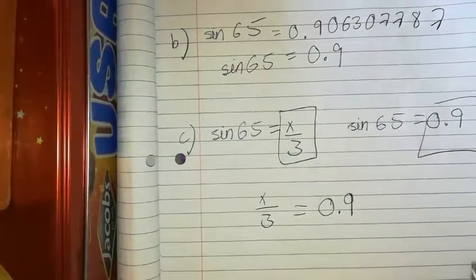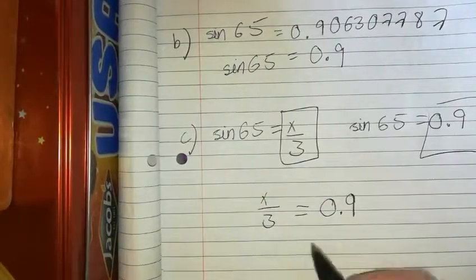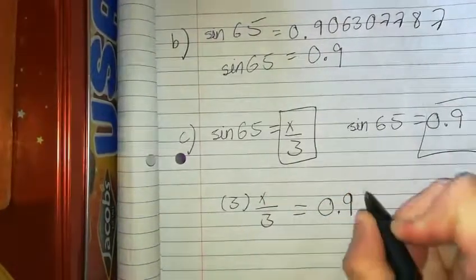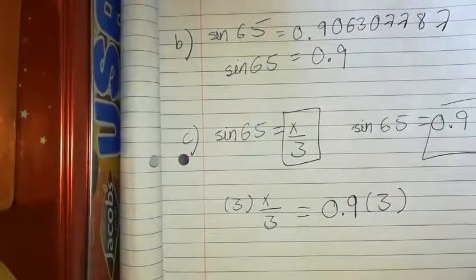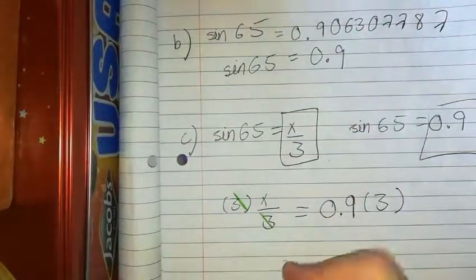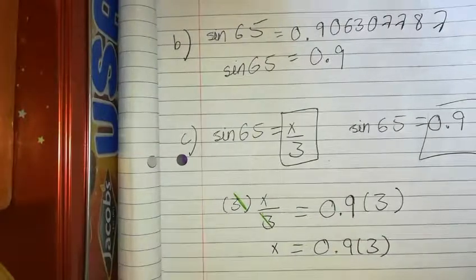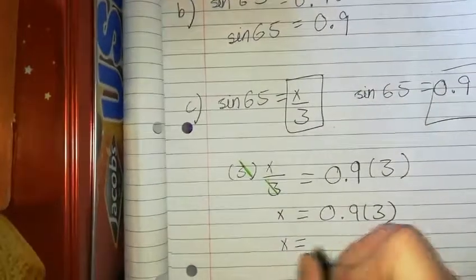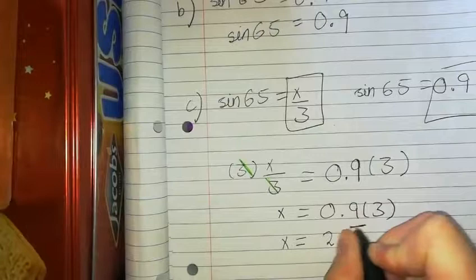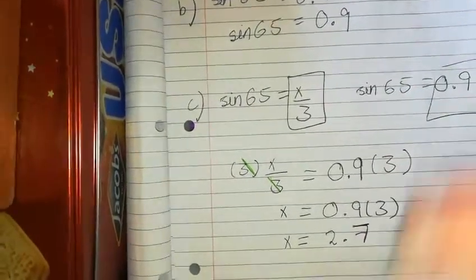If we want to get x by itself, we could multiply both sides by 3 to get rid of our fraction. We're multiplying by 3 on the top and dividing on the bottom, so they cancel, and we get x is equal to 0.9 times 3. We can just do that on our calculator, and we get x is equal to 2.7. So we get an answer of 2.7 for x, and that is our answer.